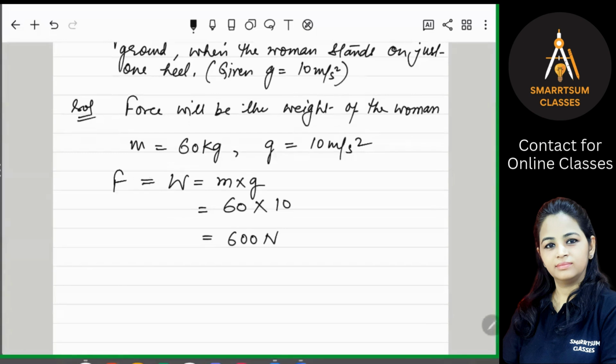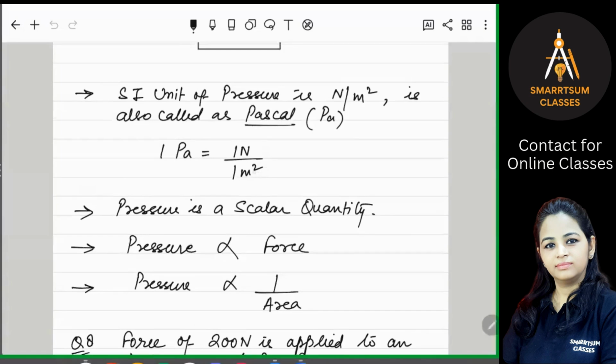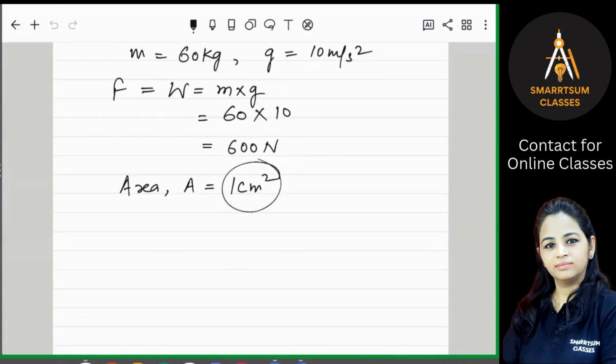Now, area is also given. What is the area given here? Area of one heel is 1 centimeter square. Now look at this area. This is given in centimeter square. But what is the SI unit of area, as I told you? The SI unit of area is meter square. So it should be in meter square, but it is given in centimeter square. So what do we need to do? We have to convert this centimeter square into meter square. Then only we can put this value within the formula.